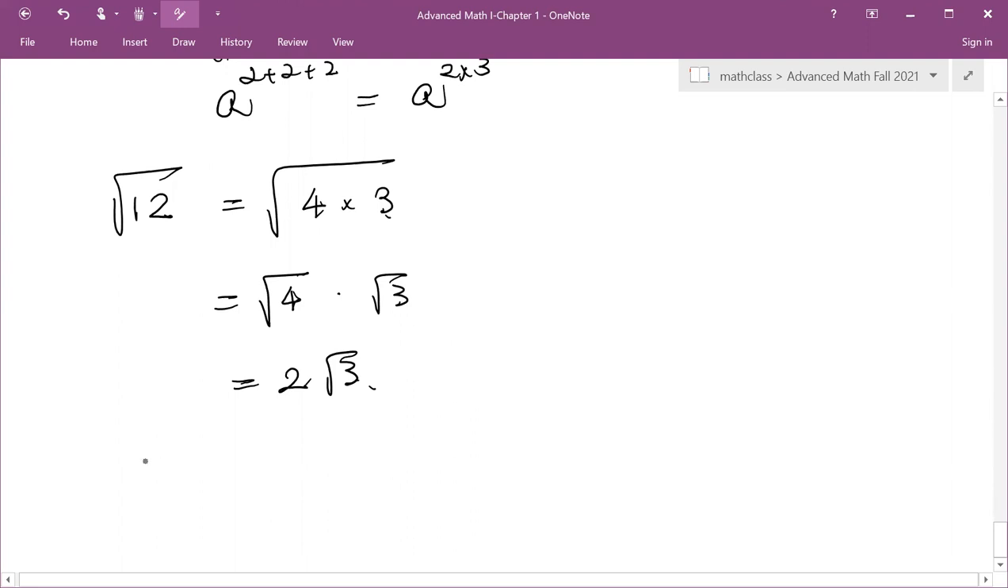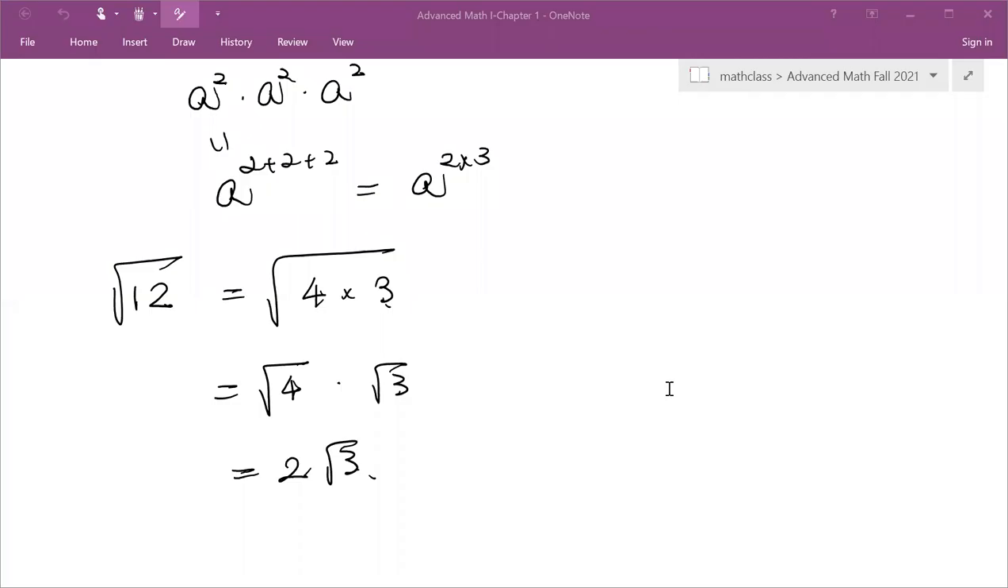Yeah, remember square root 12. I'm sorry. Where's my file? It's gone. Just a second, okay? Sometimes it disappears. It's not very stable.